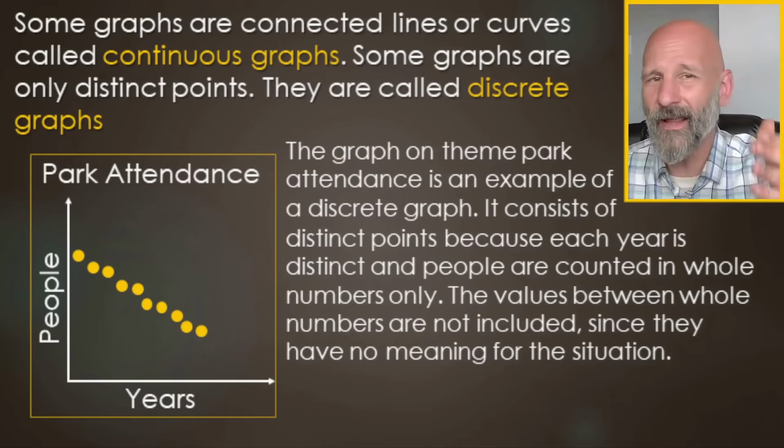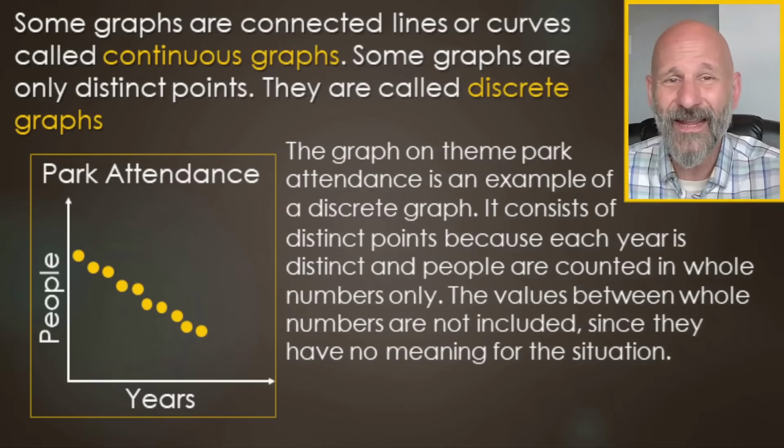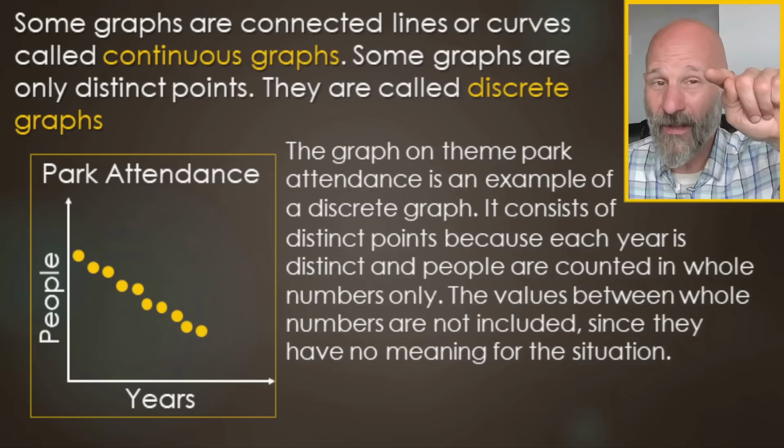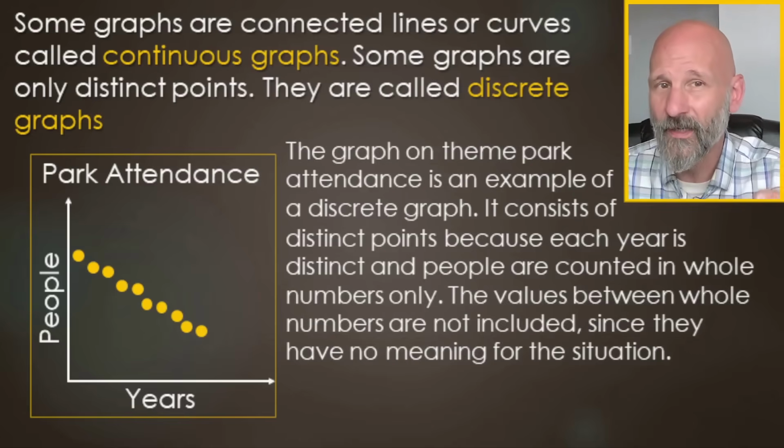Whereas if you can have a half and a quarter and an eighth and all that type of stuff, then that would be called a continuous graph because you can have in-between the points. Those numbers, those inputs actually make sense.